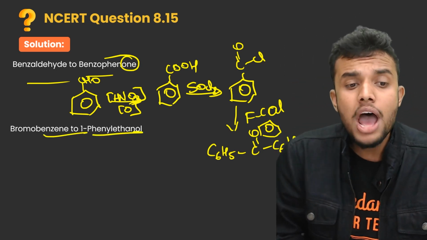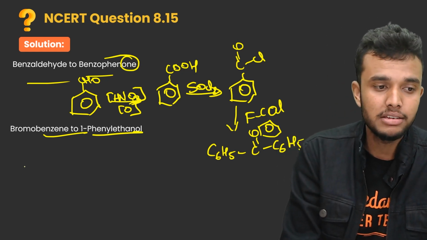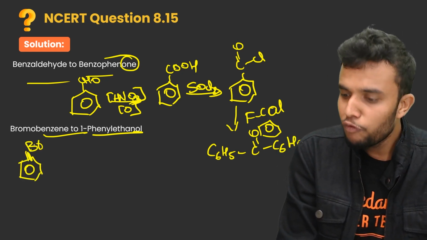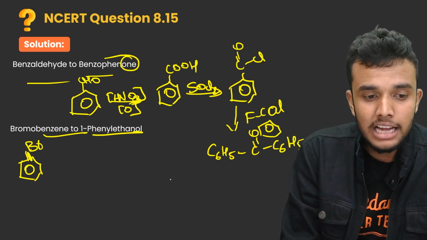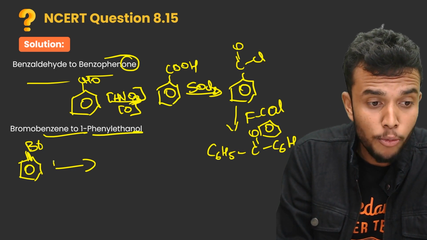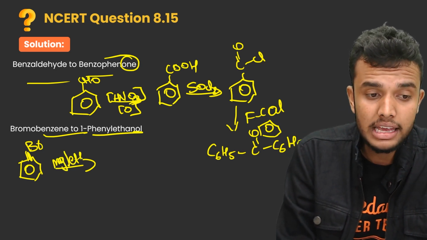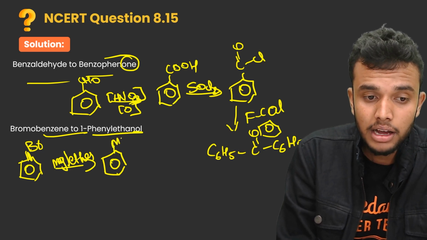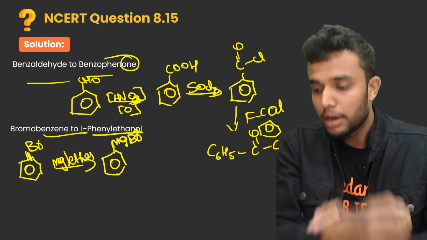Bromobenzene to 1-phenylethanol. Bromobenzene: benzene group, bromo group is attached. What is the first step? First step is bromobenzene undergoes reaction in the presence of magnesium and ether to yield RMgBr, Grignard reagent. Correct? Yes, we need Grignard reagent.